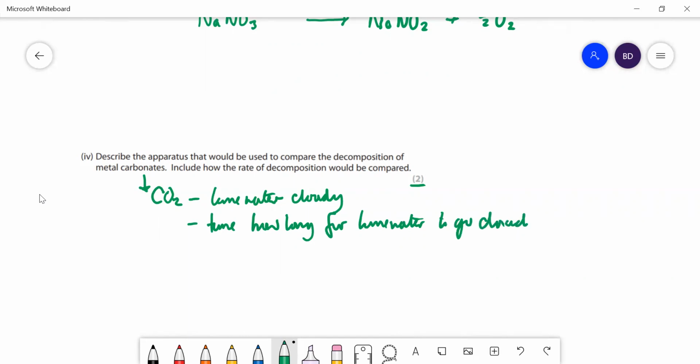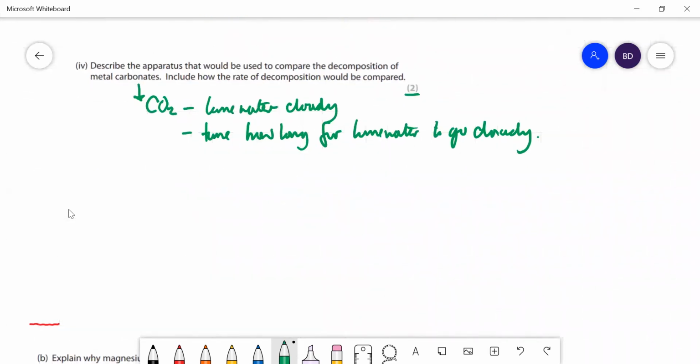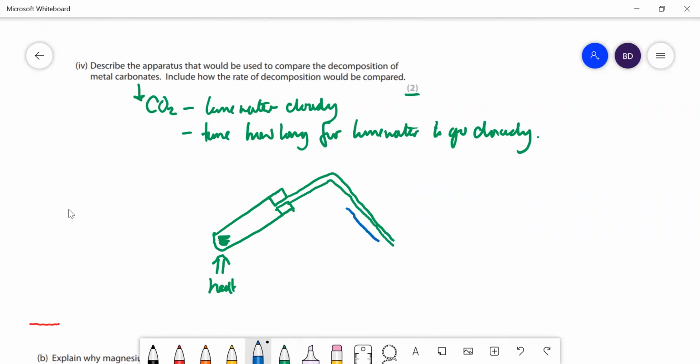How would you do that? Describe the apparatus. So probably the best way of describing the apparatus is to draw it. So I would draw one tube here with a delivery tube coming out of it. So there's your carbonate, goes in there, and you're going to heat there. You're going to have a delivery tube coming out, and that is going to go into another tube containing lime water. So put some lime water in there and time how long it takes for the lime water to go cloudy.